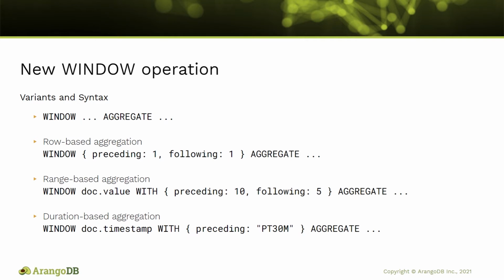The third type is duration-based aggregation, which is a subtype of range-based aggregation, but not using a value range, but a time interval. A timestamp is referenced after the window keyword, and in the preceding attribute, in this example, there's an ISO period string that defines that the previous 30 minutes should be aggregated.